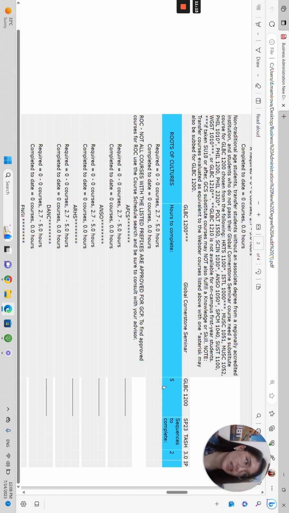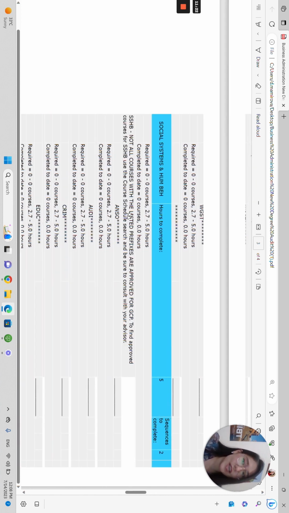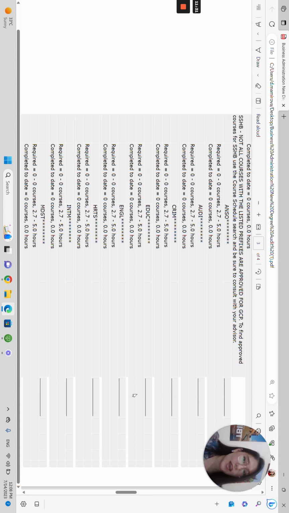Logically, if the course gives 3 credit hours, you need to take at least 2 courses to cover this area, which is going to be 6. And the same works for social system and human behavior. You need to take 6 credit hours and 2 courses logically to cover this area. And where to figure out which courses are GCP?